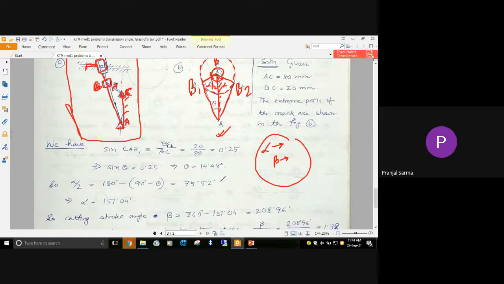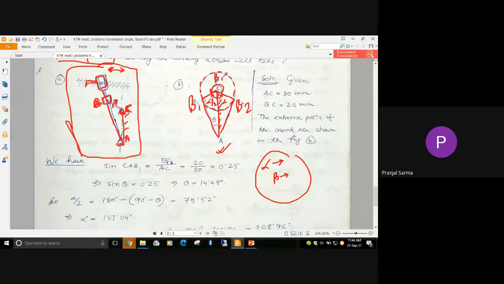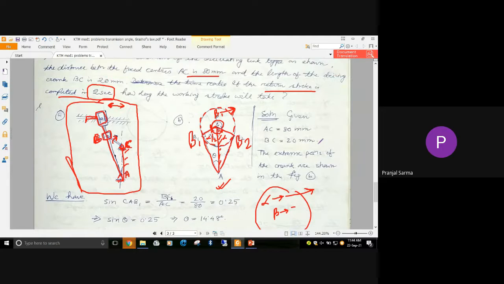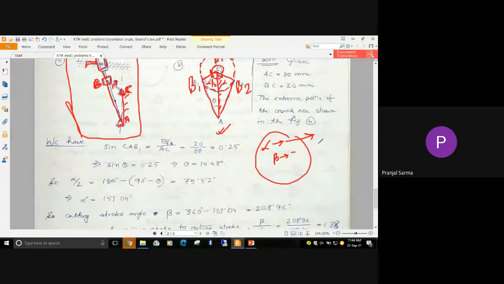Tell me. So now this bigger angle ultimately is nothing but the cutting stroke, as we know. Which one is going to be accomplished first? Quick return. These things you have already studied in your manufacturing technology, no? Now here this beta is the cutting stroke angle, and the smaller angle alpha is what angle? Anyone who can tell me?